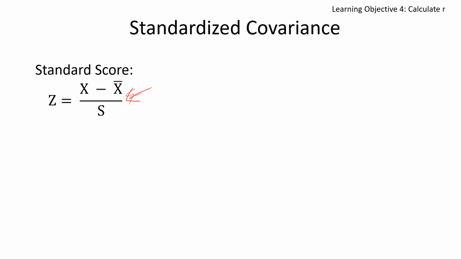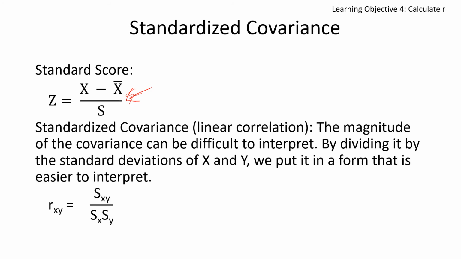Well, we can get a standardized covariance by taking our covariance, and again, remember, SXY is covariance, and dividing that covariance by the standard deviations of x and y. So this is the standard deviation of x, and this is the standard deviation of y. So you need your covariance, the standard deviation of x, and the standard deviation of y, and look at this. We have our R, our correlation.